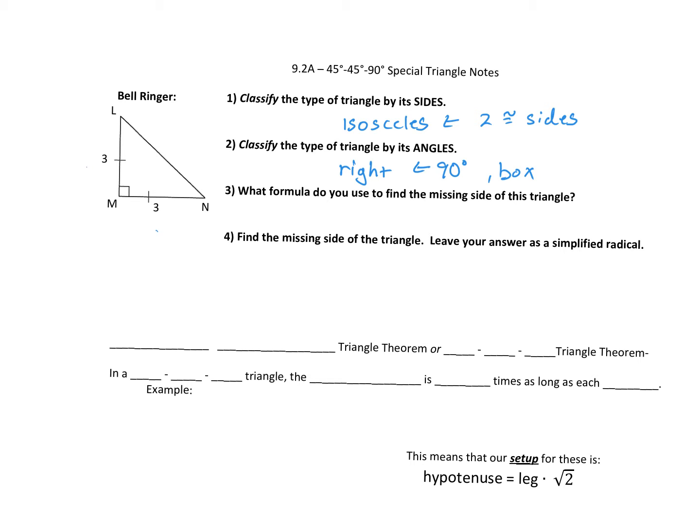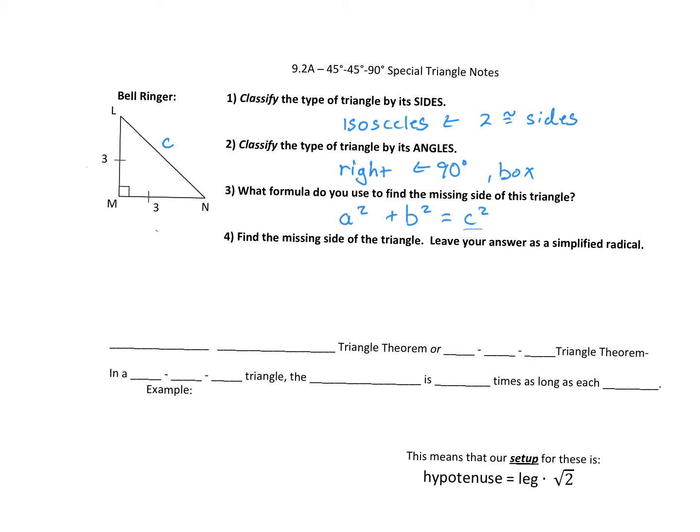Number three, what formula do you use to find the missing side of the triangle? Remember our Pythagorean theorem. We use a squared plus b squared equals c squared, and c squared is our hypotenuse, or the longest side. So this here would be our C, and the other two would be A and B.